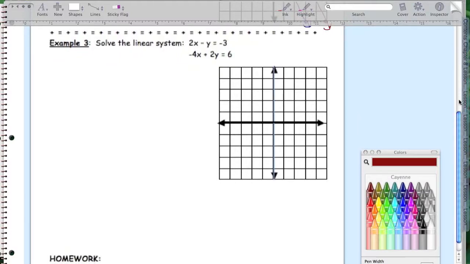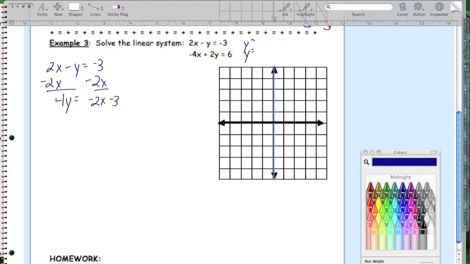All right, our last example is solving this linear system, but here we run into a little bit of a snag because neither of these are in y-intercept form or slope-intercept form, or function form, or y equals form. Officially it's slope-intercept form, but basically what we have to do is get this as y equals. So I'm going to take my first equation, 2x minus y equals negative 3. I'm going to subtract 2x on both sides to get my y by itself. Negative y comes down, I get negative 2x minus 3.